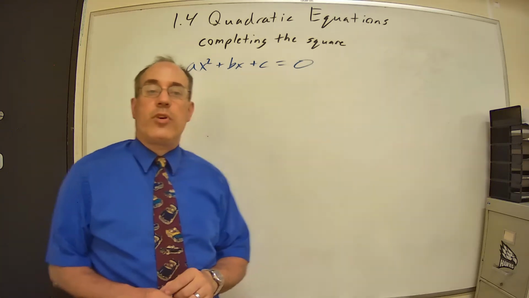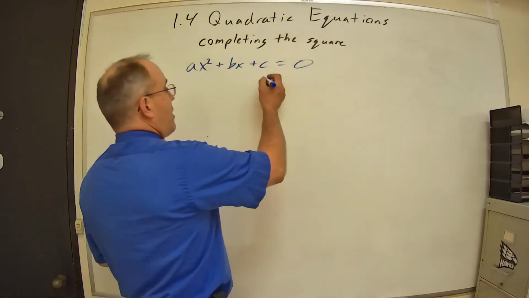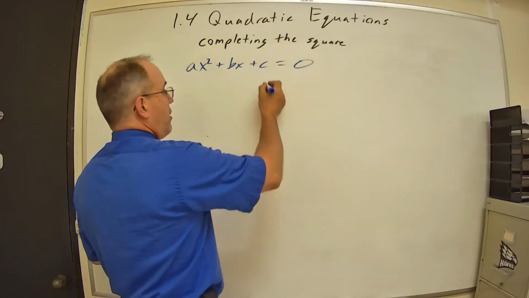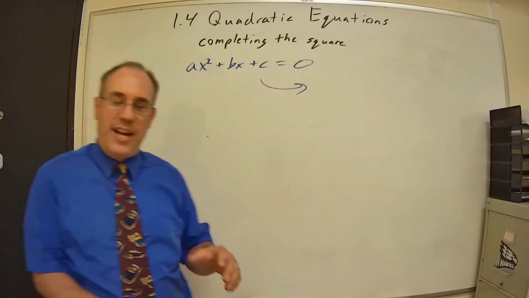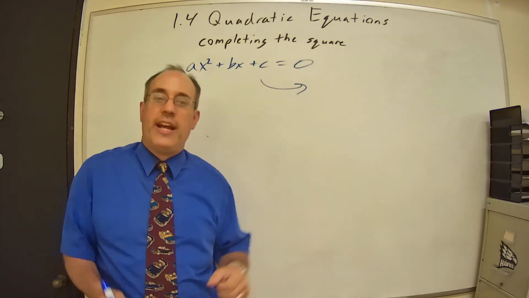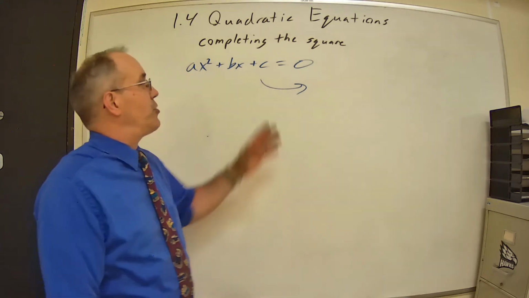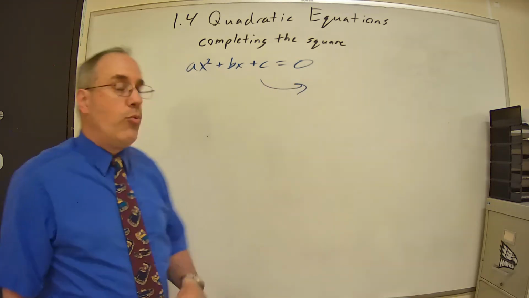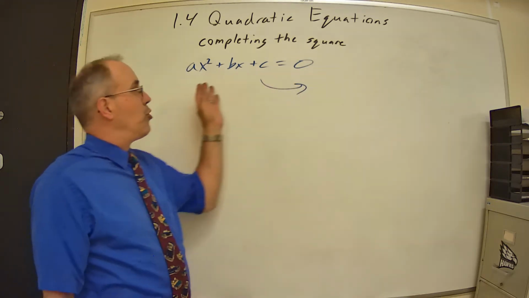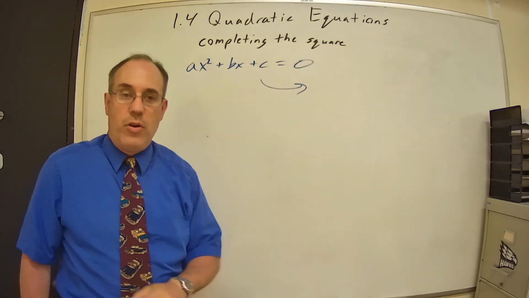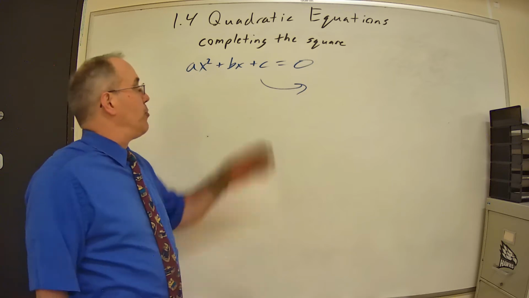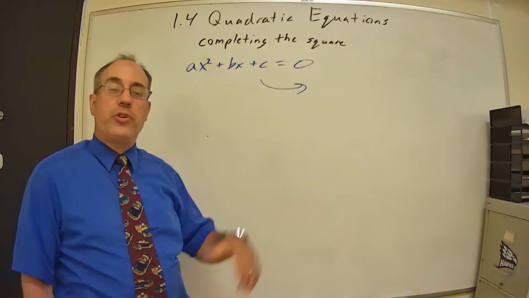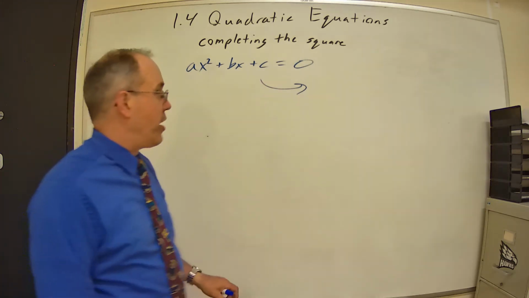The second thing we're going to do is move the constant term over to the other side of the equation. Now I know this kind of throws in the face of what I said previously, that you always want that 0 on the other side. Well, with completing the square, we're going to move this constant term over. And we'll see in a little bit why that is. But we're going to get that out of the way because we want to complete the square.